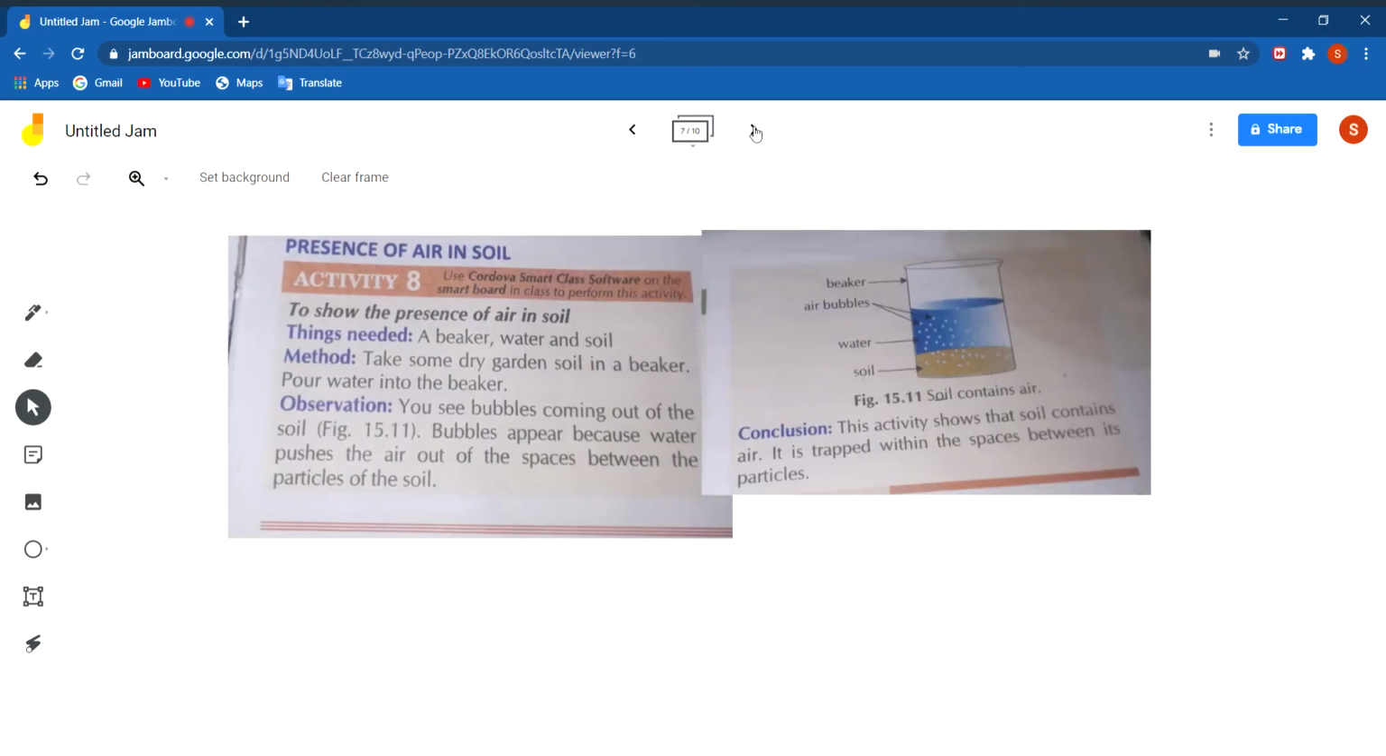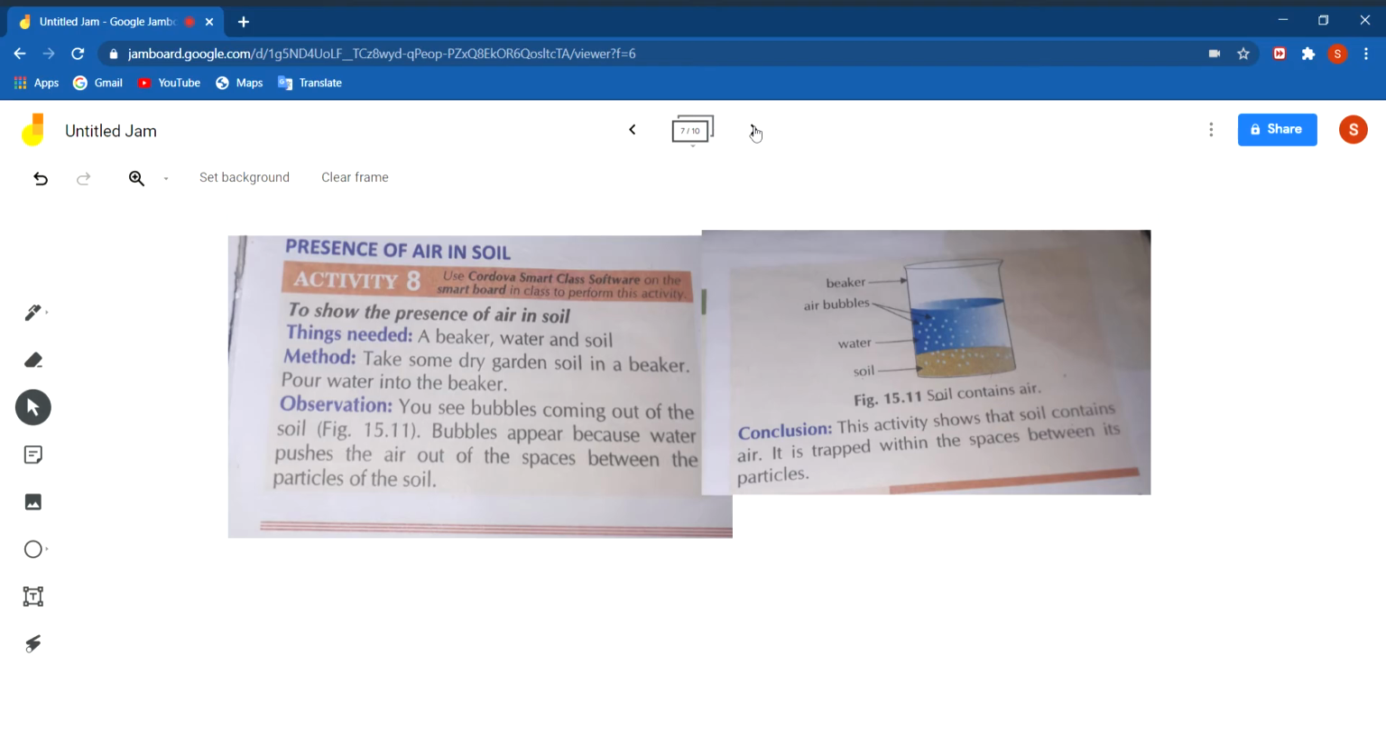Then the next activity is to show that soil also has air. You know that there are many living things that live inside the soil, like earthworms and other plant roots. From where do these earthworms and roots of the plant breathe? They breathe from the air which is between the soil particles. So to show that air is in soil, what you need is a beaker, some water and nothing else.